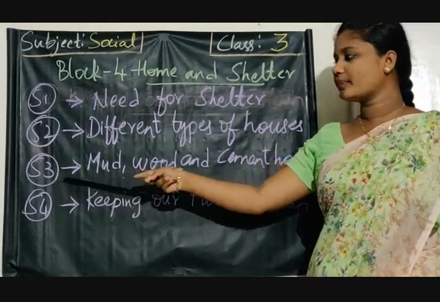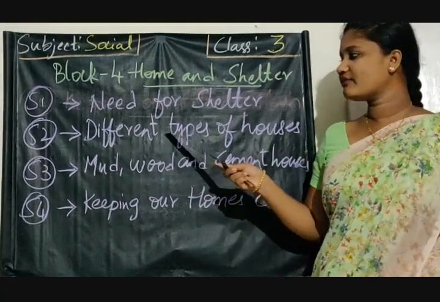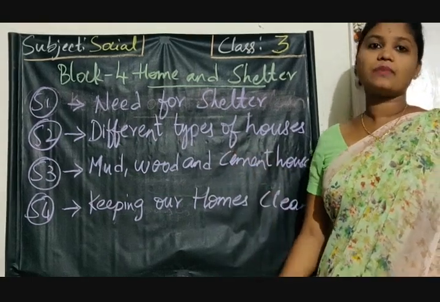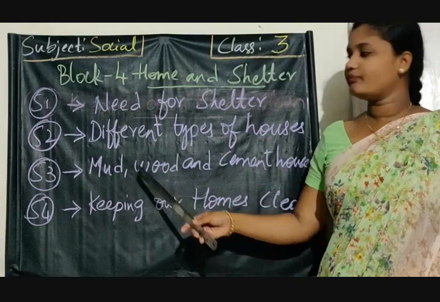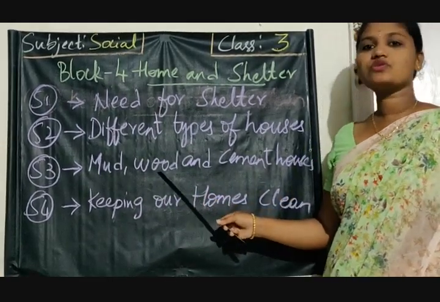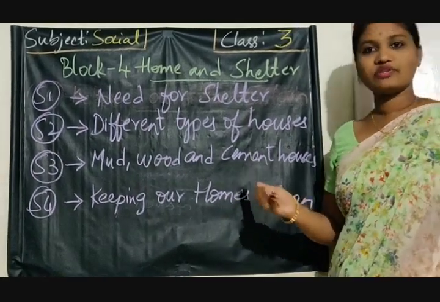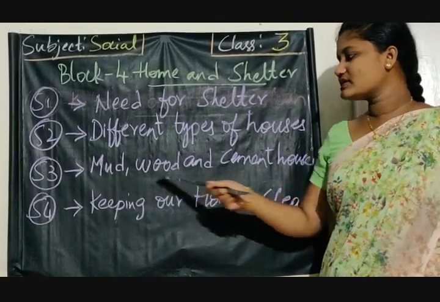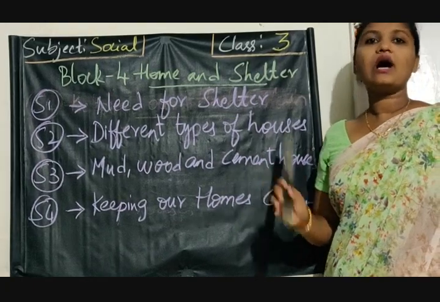What is the third topic? Mud, wood and cement houses. Yes, in this we have read about the different types of houses. How a hut is made, how a bungalow is made, and how a wood house is made. Mud houses we mostly see in the villages. And wood houses mostly we see in the hill stations. And cement houses, obviously we see in the cities. And these three are the materials used to build the houses.